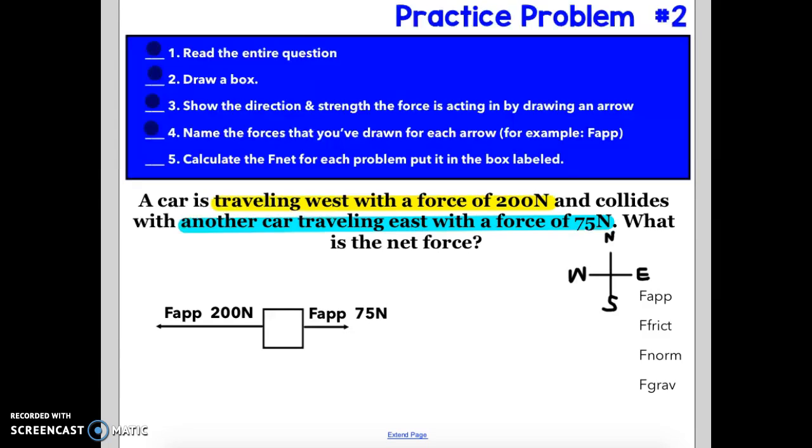So when I look at this, I have 2 vectors going in opposite directions. So that means I have to subtract. When I subtract that, I get 125 newtons. And then finally, I need to include which direction the cars are going. So when they collide, because this number is larger, that means that it is going to the left. And that's your final net force. So for your answer, you have 125 newtons to the left.